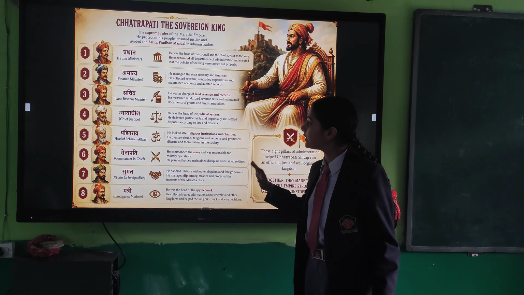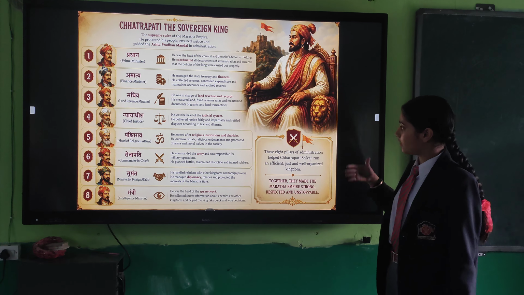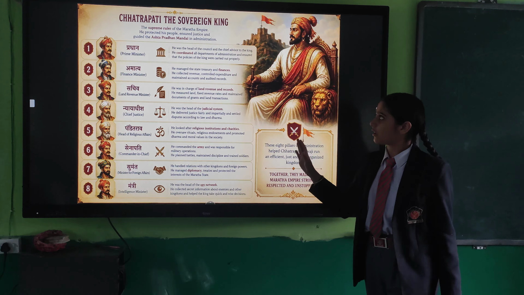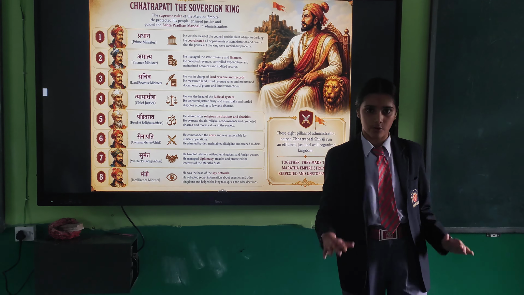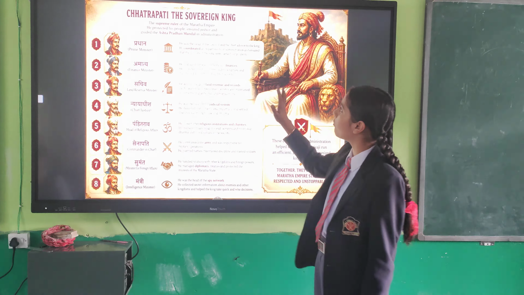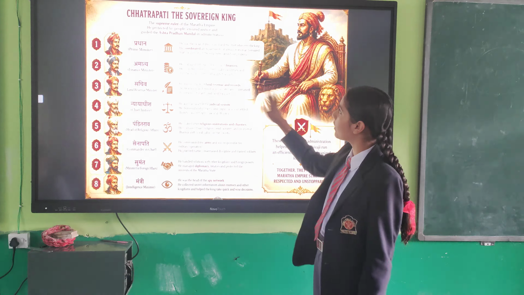Now in this we have seen the Ashtapradhan Mandala, in which we have eight types of ministers in Shivaji's court. First of all, here is the Chhatrapati, the sovereign king. Chhatrapati made the Ashtapradhan Mandala to maintain his kingdom more peacefully. First we have Pradhan, which means Prime Minister. He was the head of the council and chief advisor to the king. Next we have Amatya. He was the finance minister. He takes care of the finances and other things also.